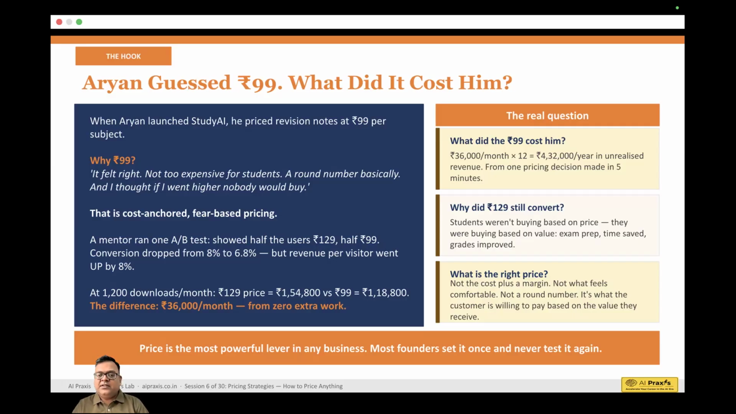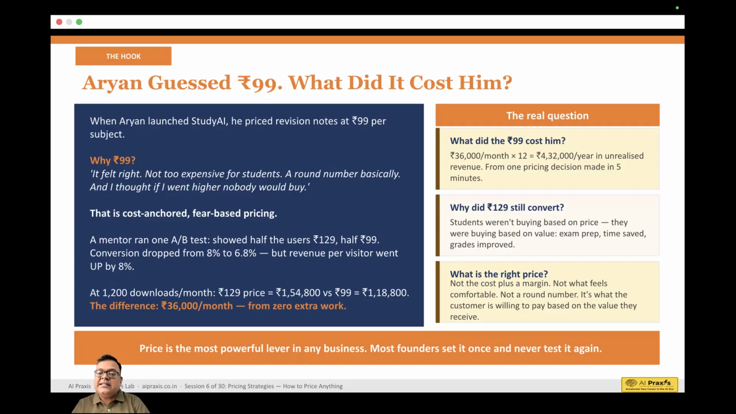Very simple. 36,000 per month into 12, 4,32,000 per year. And this is the math that you should actually do. This was the unrealized revenue from one pricing decision made in 5 minutes. And trust me, for a single user, 99 and 129 sometimes are a similar price. There's nothing that you can think too much. So you will have to go out and experiment.